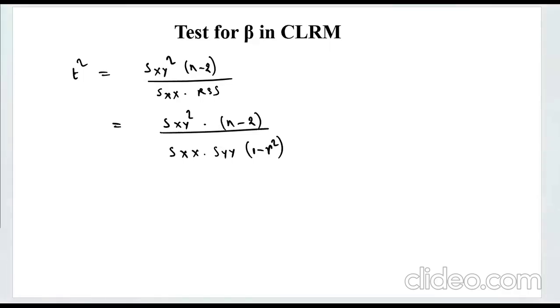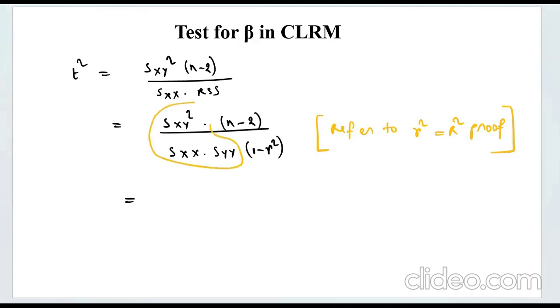This thing I have derived when I did r square equals to r square cube. Refer to r square equals to r square cube to understand this step, right? Now, can you guess what is this? What is this entire thing? Can you identify? I hope you can. This is simply r square.